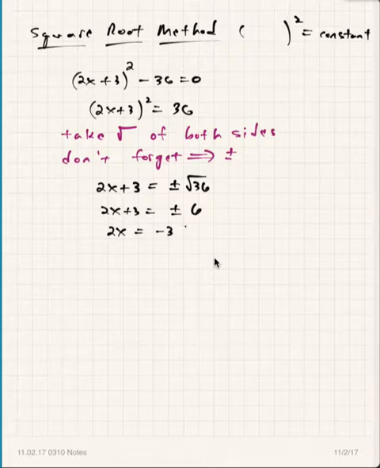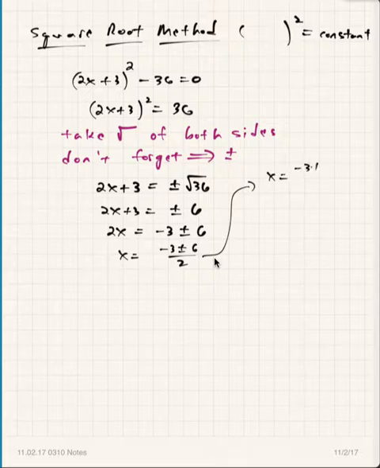And then solve. I would subtract 3 from both sides. Notice the plus or minus has to stay in front of the 6. It's addition and subtraction here. And then you have negative 3 plus or minus 6 over 2. Do not leave it like that.